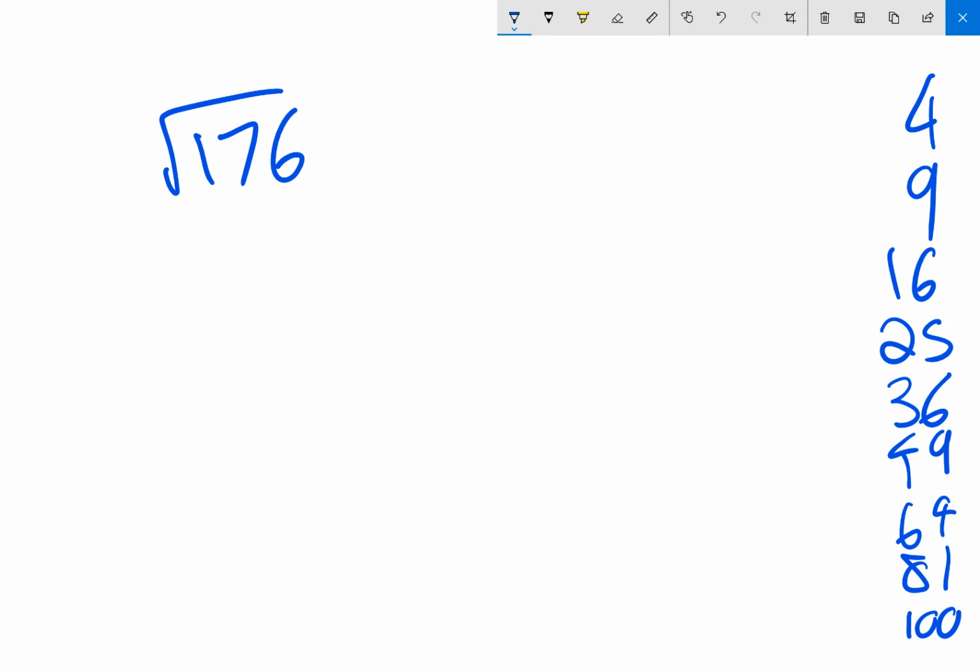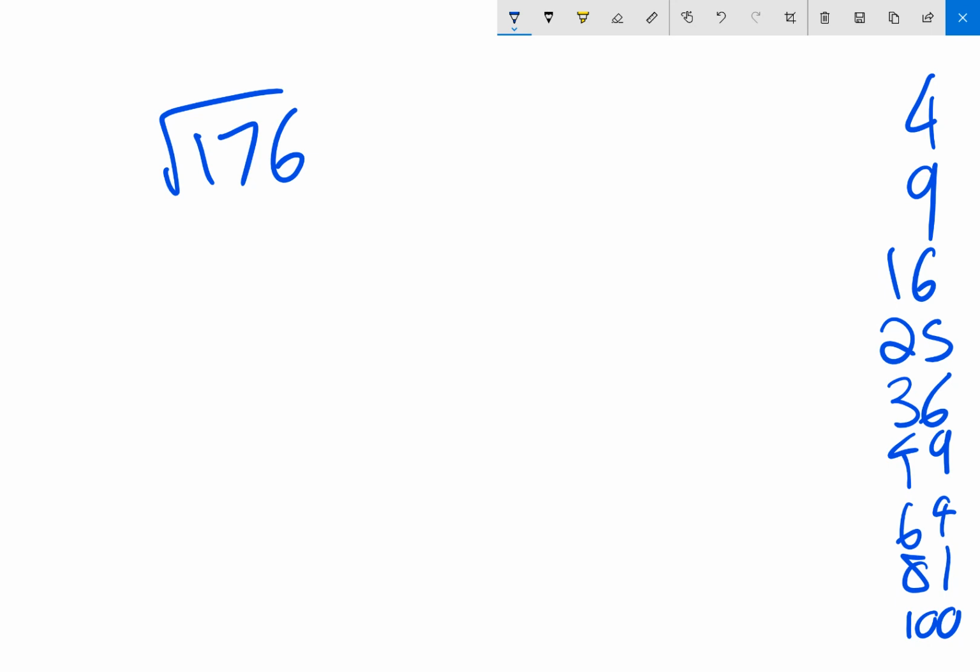So I'm going to try 176 divided by 64. Let's see, because 64 looks like it might work. So let's try that. 176 divided by 64. It does not work. So I'll try something else. 176 divided by 49 does not work. 176 divided by 36 does not work. I know 25 doesn't work. 176 divided by 16, that works.